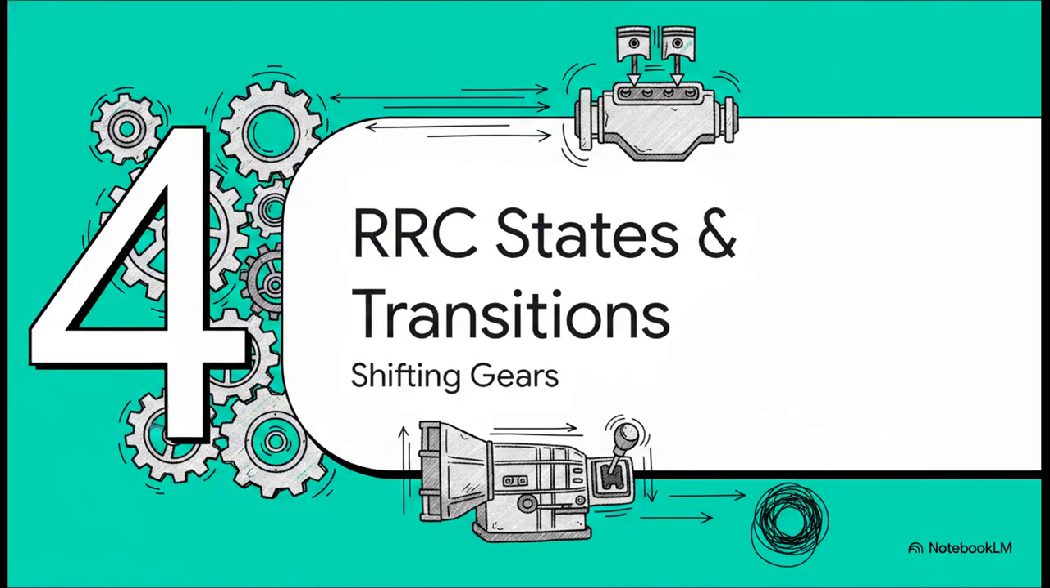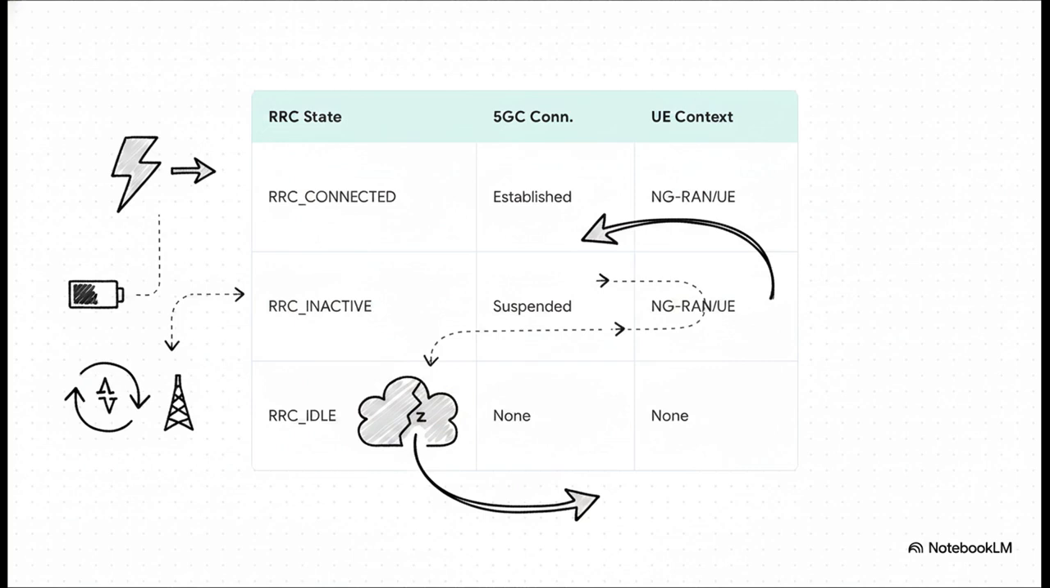All right, Section 4, RRC states and transitions, shifting gears. Here is where Smart 5G really works its magic. Instead of fully disconnecting you the second your data stops flowing, it utilizes the RRC inactive state. It deliberately suspends the 5G core connection to save power, but here's the kicker. It stores your user equipment context right there in the NG-RAN and on your device.